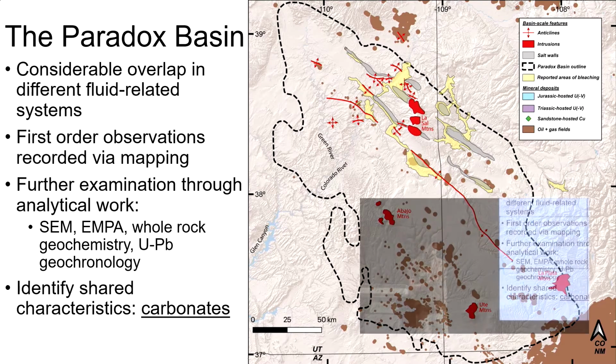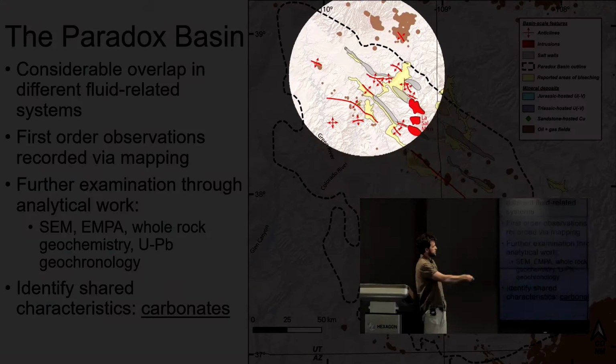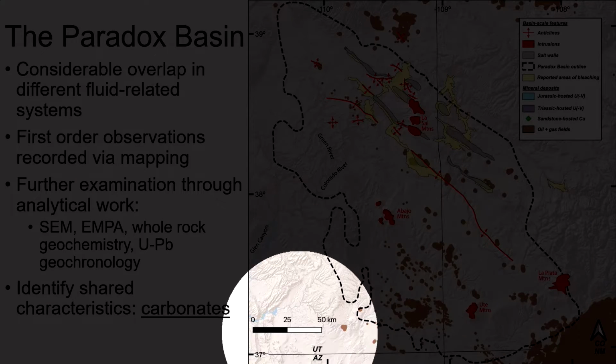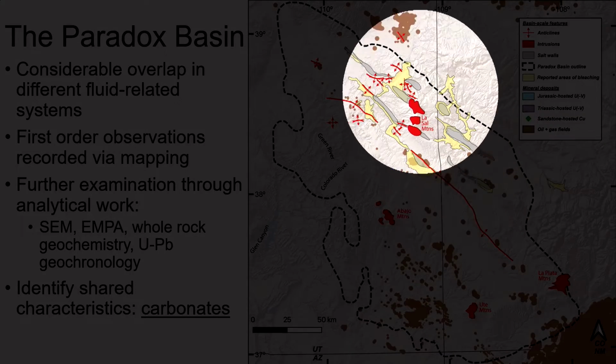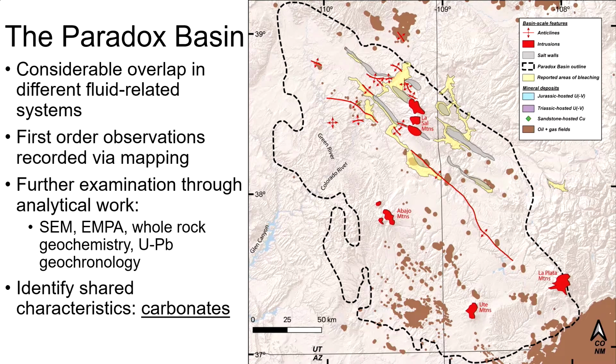Jumping into the Paradox Basin, we are at the Four Corners region, roughly. So we've got Utah, Arizona, New Mexico, and Colorado, with that border that the basin is straddling. It's a late Paleozoic foreland basin. It has considerable amounts of salt movement that has resulted in these gray salt walls that we see here in the northern part of the basin. There's extensive bleaching associated with those, shown in yellow, and of course the different magmatic systems, such as in the La Sal Mountains, the Abajos, and others shown in red.